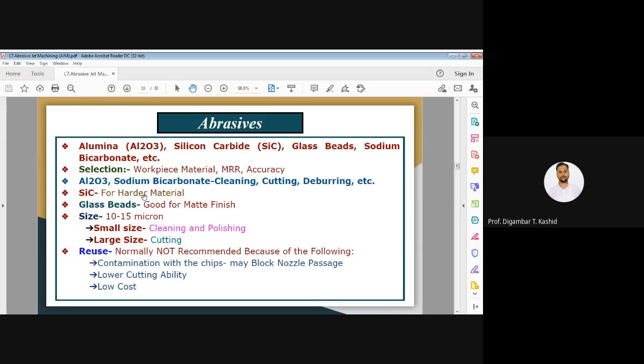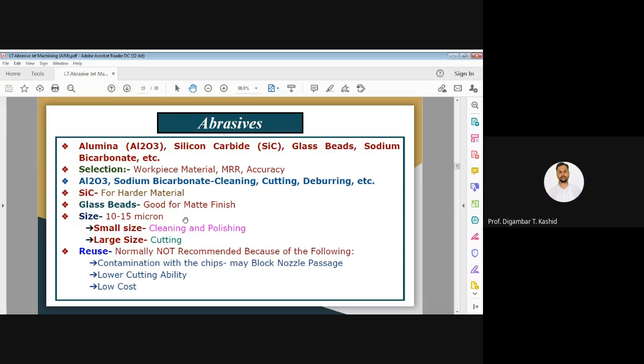And silicon carbide is normally used for harder metals as compared to alumina. So SiC is used for harder materials. Then glass beads are good for matte finish purposes.